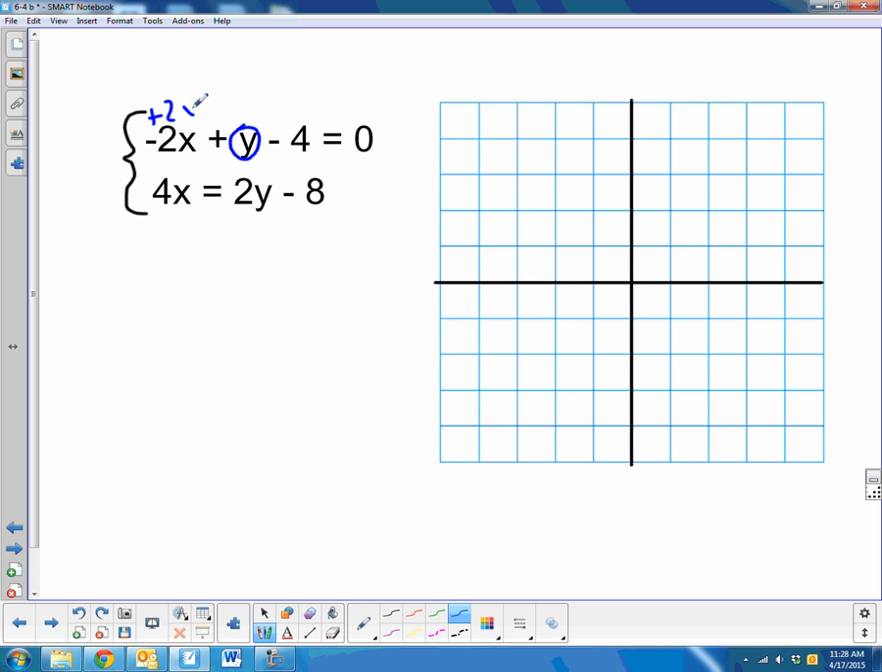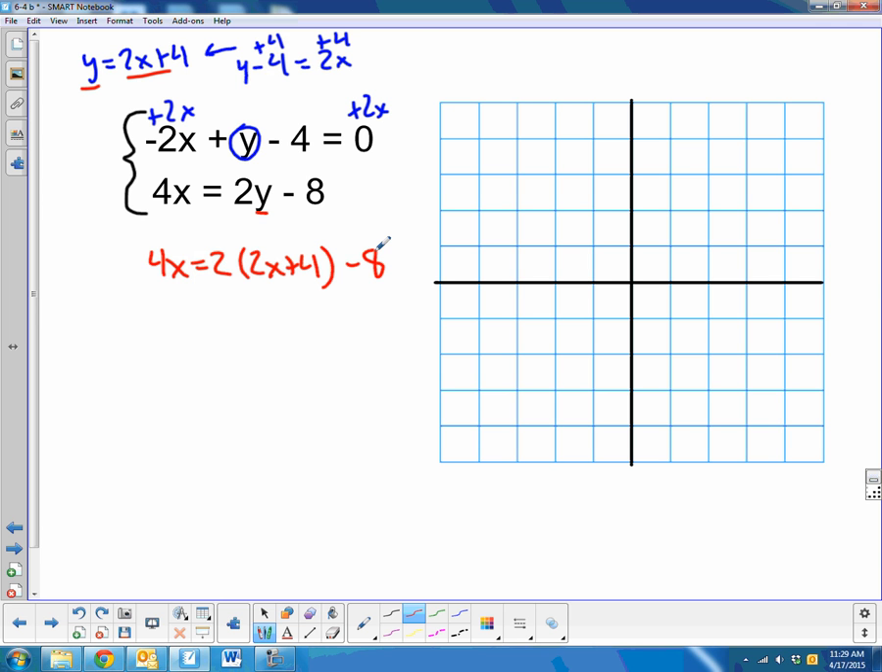So I'm going to try and get this y all by itself here. I'm going to add 2x to both sides. I get y minus 4 equals 2x, and then I'm going to add 4 to both sides. My equation then is going to be y equals 2x plus 4. Now that I have that, we can substitute that in. I see that y is the same as 2x plus 4. So I'm going to write 4x equals 2, instead of y, 2x plus 4, minus 8.